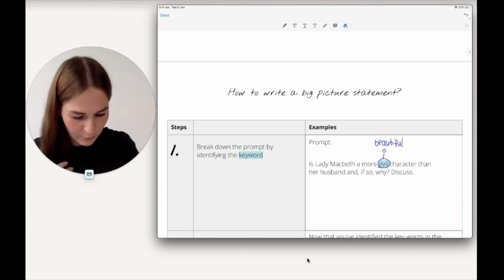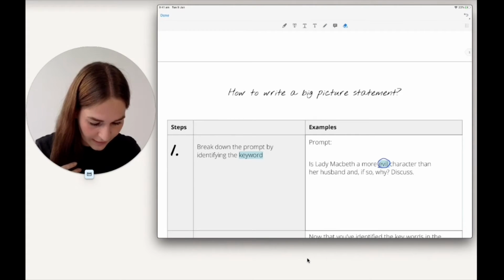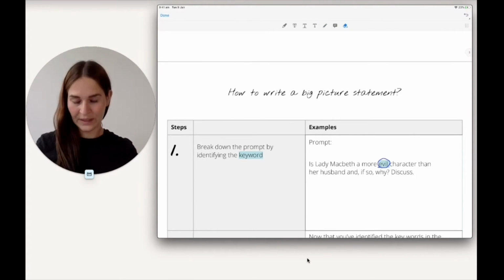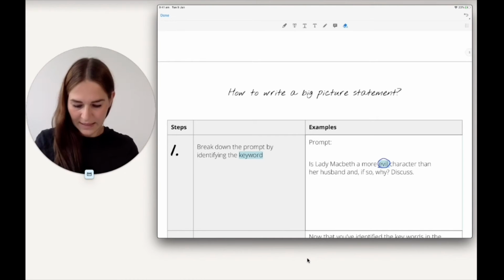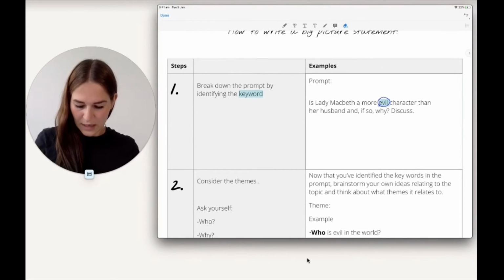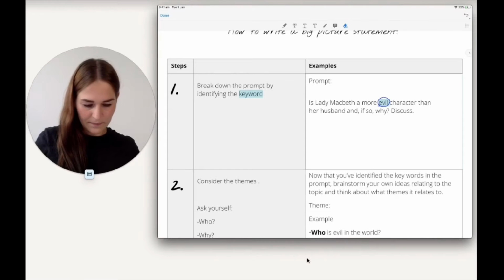Okay. But I'm going to remove that now because we already have our keyword. So it's evil. That's our first step. We're going to highlight the keyword because this is what we're going to talk about. Now, step 2. Consider the themes.